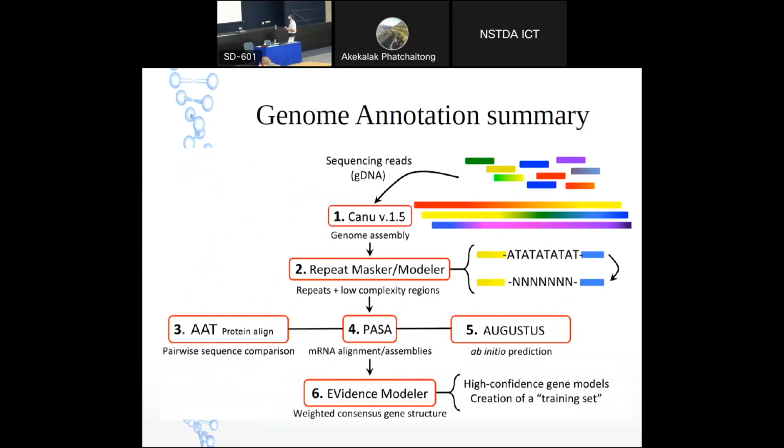Okay, so that's the final summary of genome annotation. Any questions? I think I finished much earlier than I anticipated.